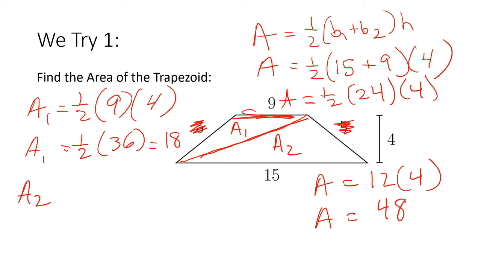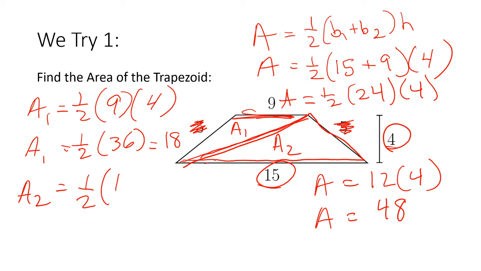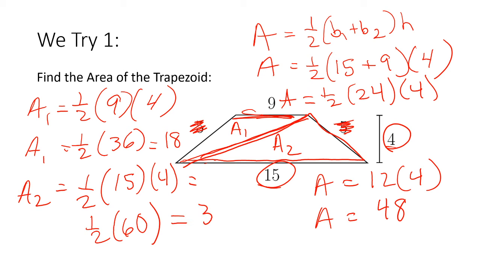Now I just need to find the area of the other triangle. The other triangle has a base of 15 and a height of 4. So 1/2 times 15 times 4. 15 times 4 is 60. So 1/2 of 60 is 30. Now I can take my two areas and add them together to get the whole area, and I'll get 48.